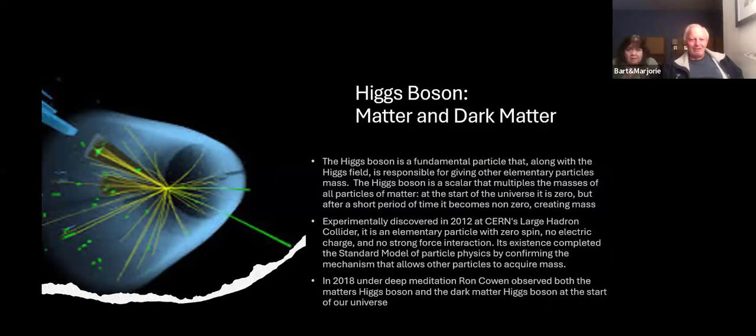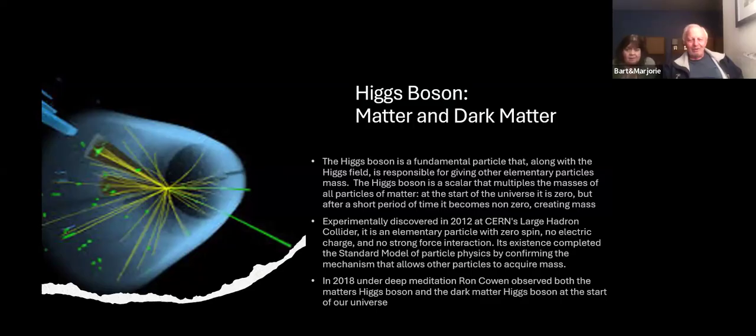But it turns out the mass for all of these things consists of a number multiplied by a scalar number called the Higgs number, the Higgs field, the Higgs boson. So initially, at the start of the universe, this Higgs boson was zero. It didn't have any mass, and so the particles didn't have any mass. But just after everything bounced and the universe started to get created, what Ron saw was there was a dark matter Higgs boson and a matter Higgs boson that came into effect. And all of a sudden, all of the things for matter and dark matter took on mass. They expanded in mass, which is what we have today.